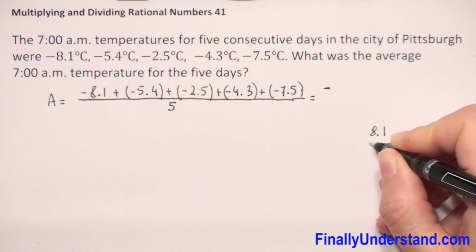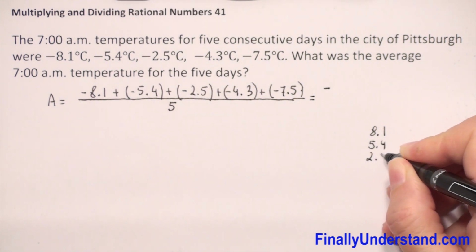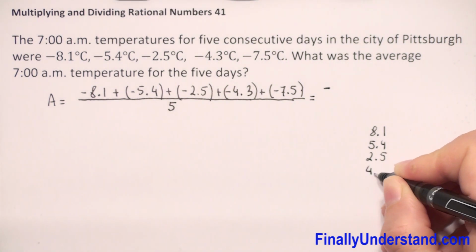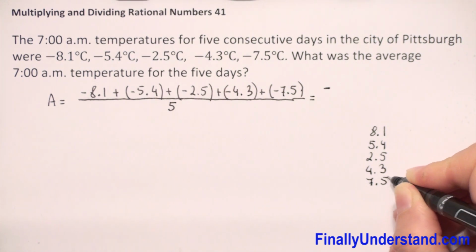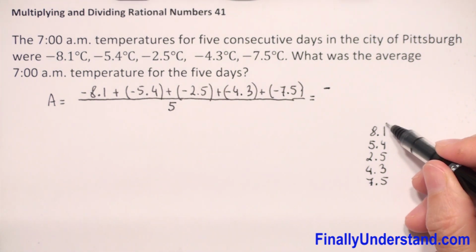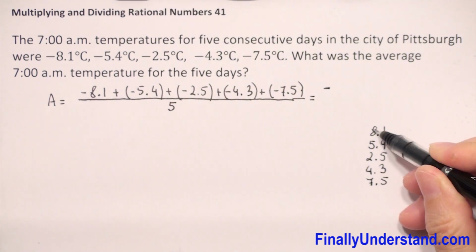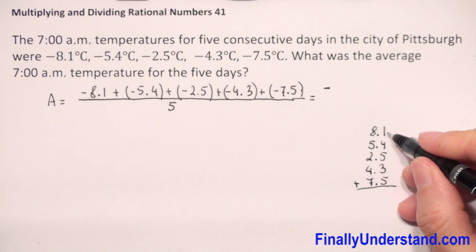8.1, 5.4, 2.5, 4.3 and 7.5. Well, we have to write in the same columns tens, decimal point and ones. And now we start from the last column.